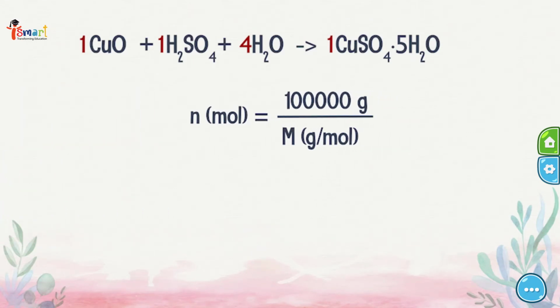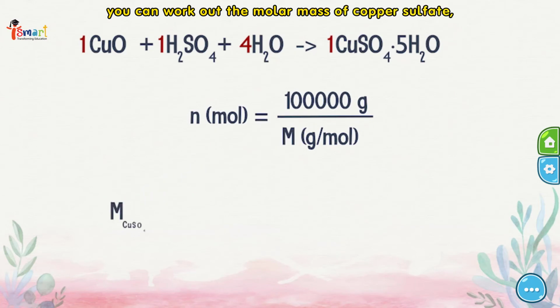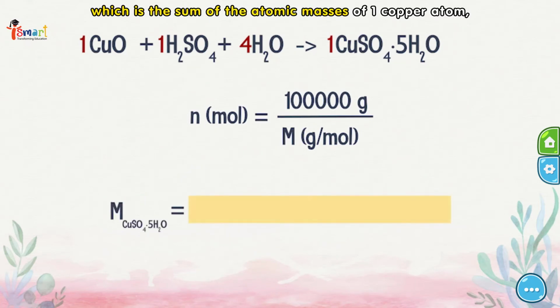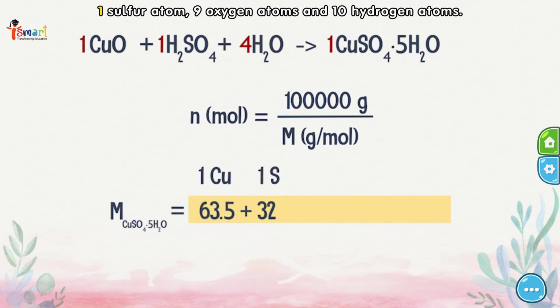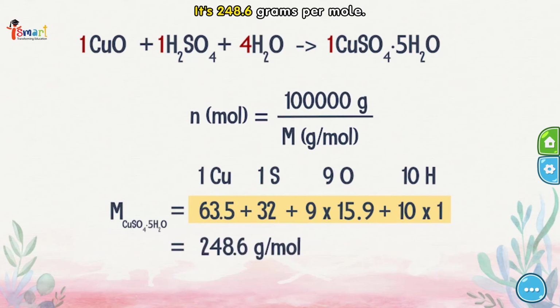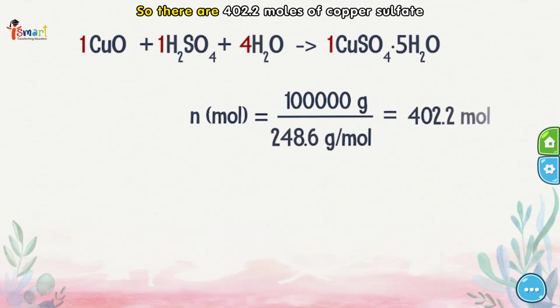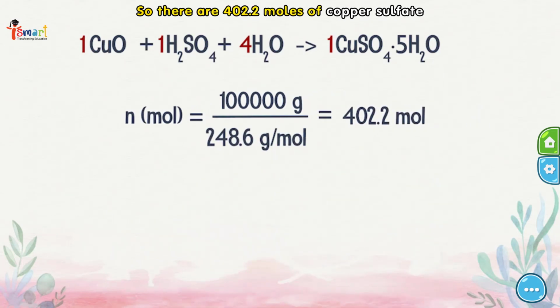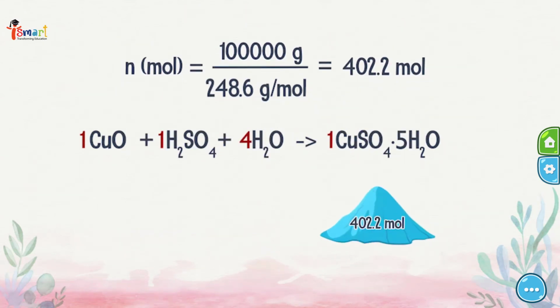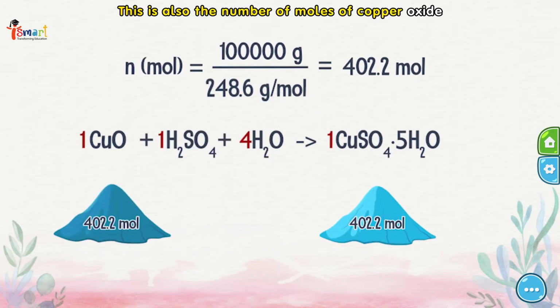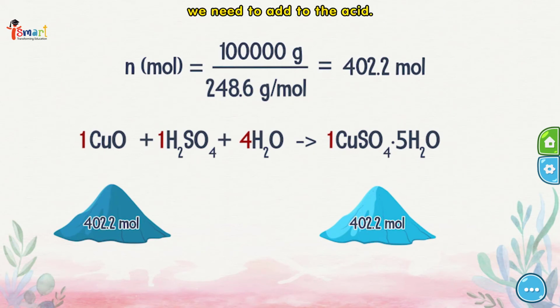Using the periodic table, you can work out the molar mass of copper sulfate, which is the sum of the atomic masses of 1 copper atom, 1 sulfur atom, 9 oxygen atoms, and 10 hydrogen atoms. It's 248.6 grams per mole. So, there are 402.2 moles of copper sulfate in 100,000 grams of this product. This is also the number of moles of copper oxide we need to add to the acid.